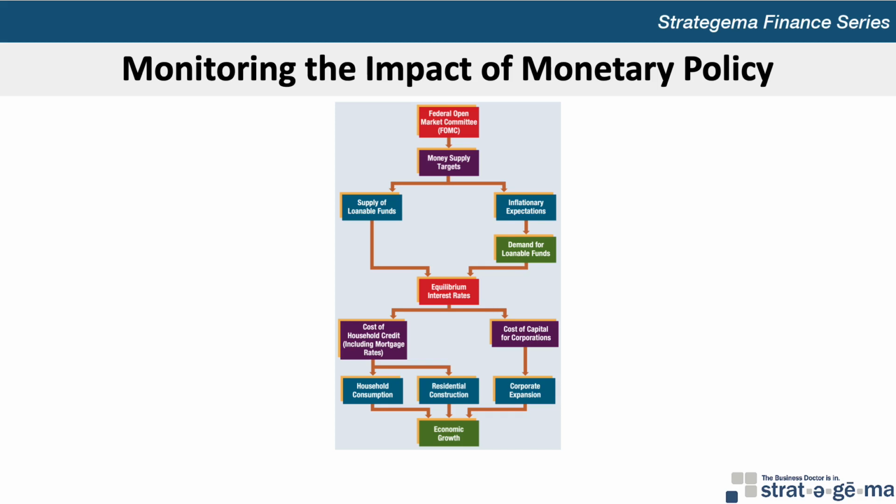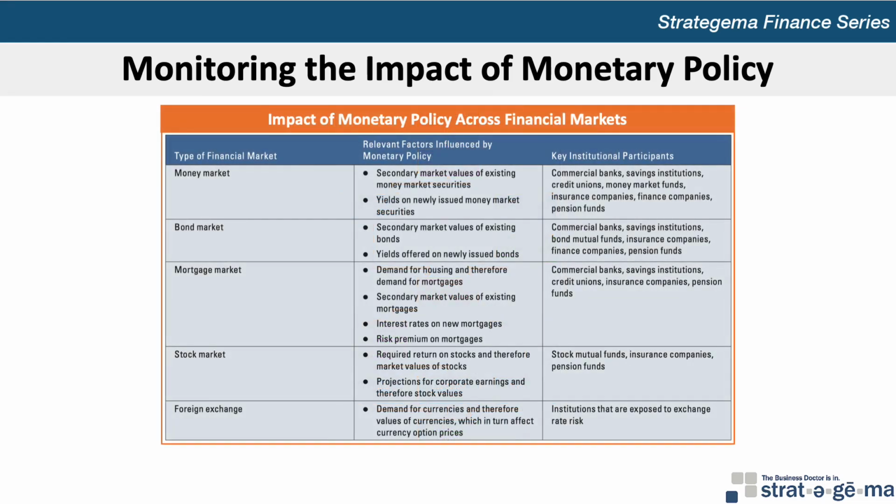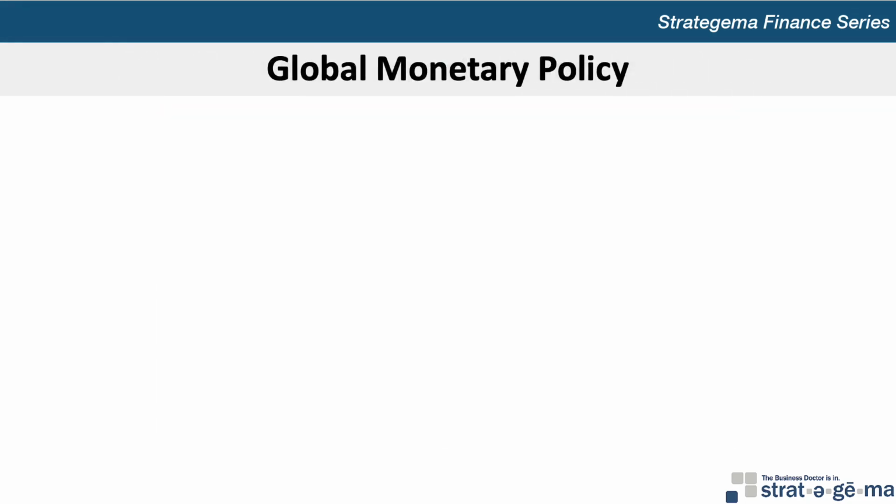Because monetary policy can have a strong influence on interest rates and economic growth, it affects the valuation of most securities traded in financial markets. The type of influence a monetary policy can have on each financial market is summarized in this exhibit. For example, if we consider the money market, key factors influenced by monetary policy include secondary market values of existing money market securities and yields on newly issued money market securities. Or the foreign exchange market, where monetary policy influences the demand for, and therefore the values of currencies, which affect currency option prices.